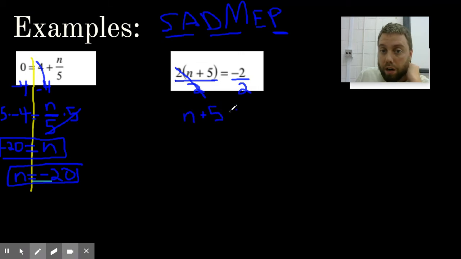And we notice that our variable has not been isolated yet. There's still a 5 there. Negative 2 divided by 2. Negative divided by a positive is a negative. 2 divided by 2 is 1.